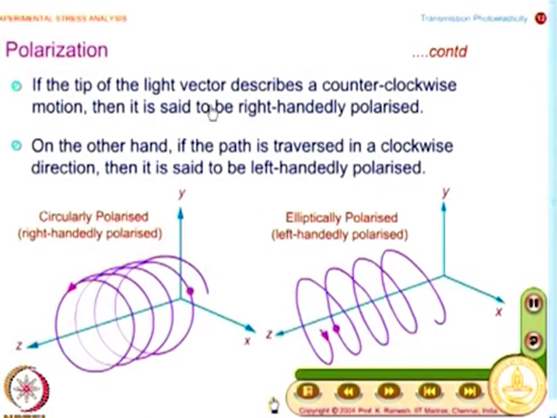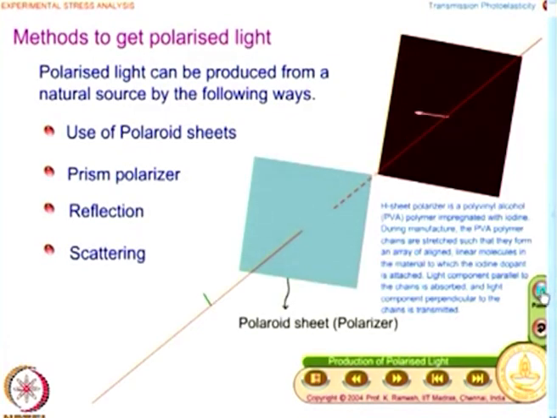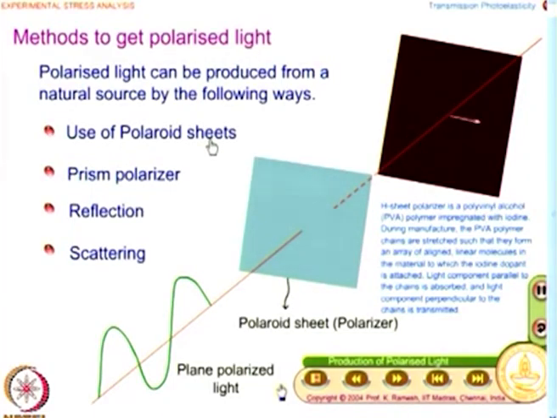So, now we have seen what polarization is, and I have also said that you get first linearly polarized light, and then only you can get circular or elliptical polarization. And how can a linearly polarized light be made? It can be obtained from various methods. I can use Polaroid sheets, I can use a prism polarizer, I can get polarization by reflection, I can get polarization by scattering phenomena.